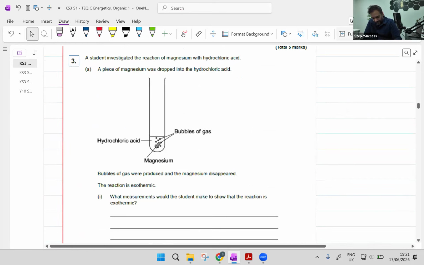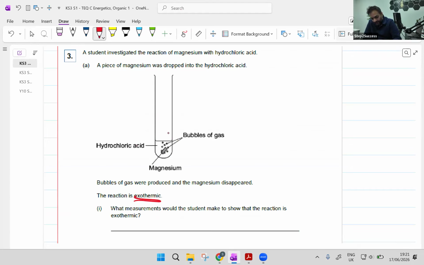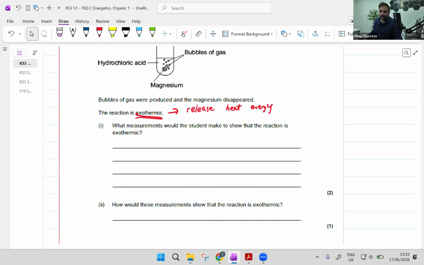Okay, question three. So there's a reaction here between these two things. We've got some bubbles, and it's exothermic. An exothermic reaction is one where we release or give out heat energy. So what measurements could you make to show that it's exothermic? Well, if you measured the temperature before and then measured it later after you did the experiment, it would be hotter because it's given out energy. You'd measure the temperature at the beginning and then the temperature at the end. The 2 marks is for that.